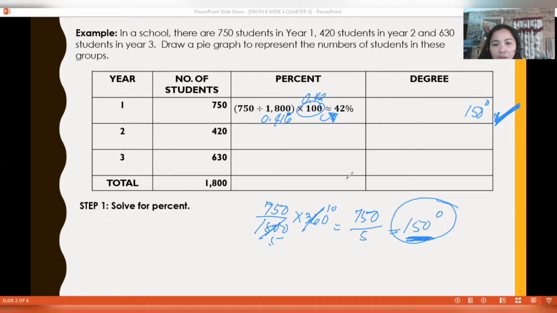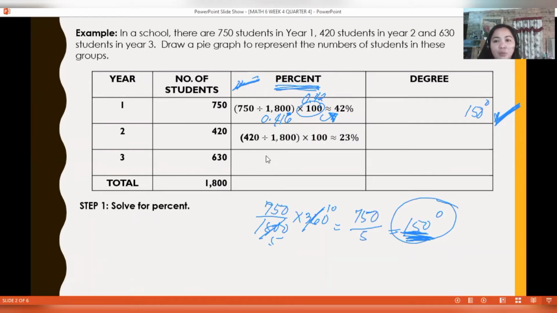Pero sa module ng learner's packet, walang inilagay na percent. So nagdiretso siya sa degree. Ipinapakita ko dito kung paano muna kunin yung percent at bakit ba kailangan yung percent. Mamaya, ie-explain ko kung bakit kailangan yung percent. Now, proceed tayo sa group year 2.